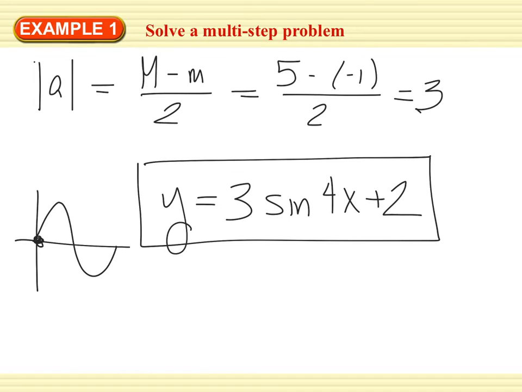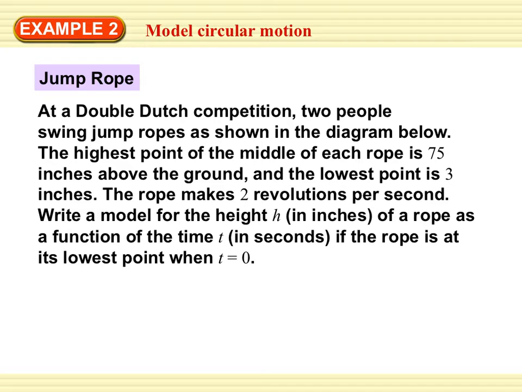That was fun. All right, modeling circular motion. At double Dutch competition, 2 people swing jump ropes as shown in the diagram below. The highest point of the middle of each rope is 75 inches above the ground. The lowest point is 3 inches. The rope makes 2 revolutions per second. Write a model for the height in inches of a rope as a function of time in seconds if the rope is at the lowest point when time equals 0.